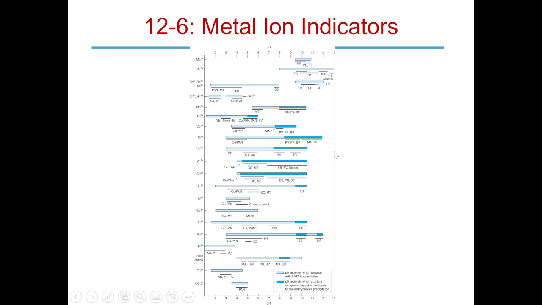Again, this is an indicator table. This is probably the most useful way of using an indicator table to figure out the indicator you need, okay? Let's say you're using EDTA for titration. You're probably going to want something in the pH 10 region. And so you'd want to go down to pH 10, look for your metal ion, and find any indicators that change color around that region, right?